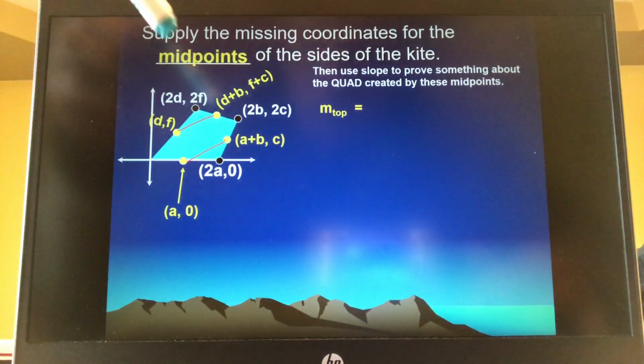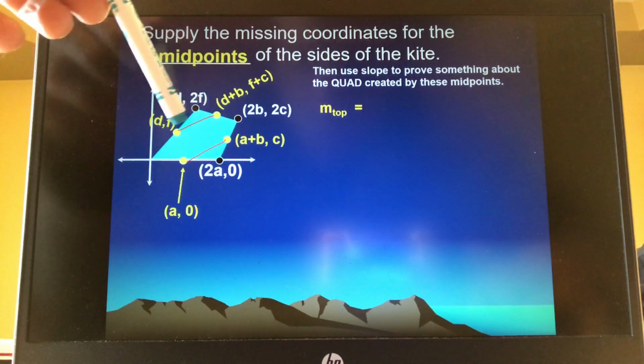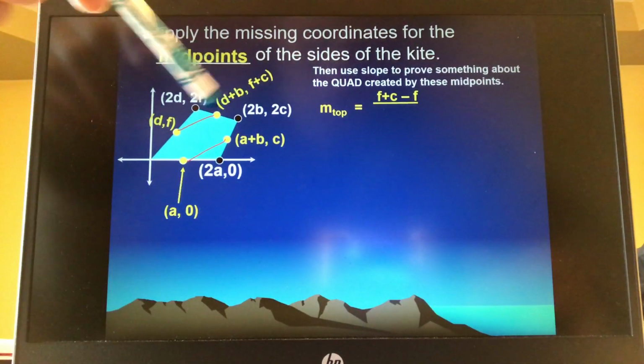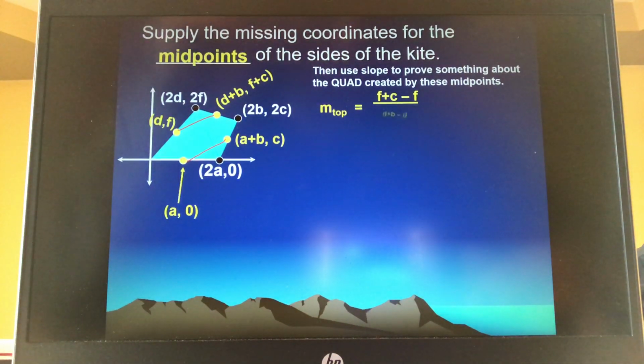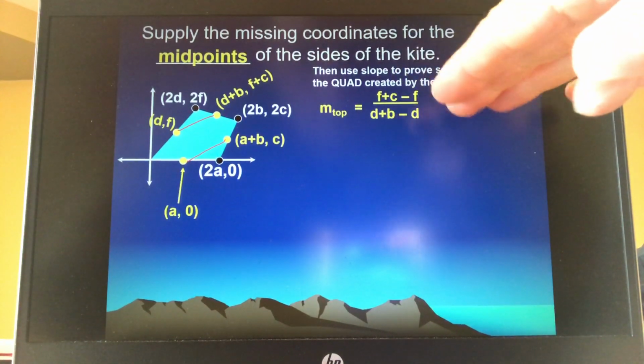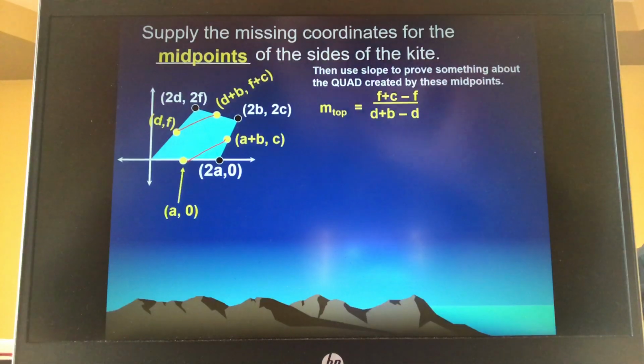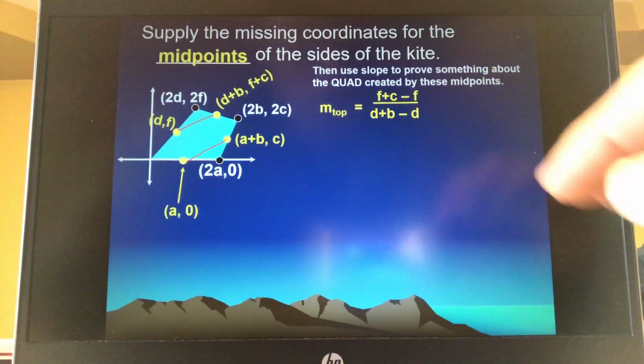So I'm going to do this four-step process here. I'm going to find the slope of this top side here, which I've kind of shown in red. And of course, you find slope by finding rise over run. You find rise by subtracting the y's. So I'll do that first. F plus C minus F should give me the rise along this part. Do the same thing with the run. D plus B minus D should give me the run. Now, that's a mess. So if you clean up coordinate geometry, you should get a simplified answer. If you clean that up, the F's cancel. You clean that up, the D's cancel.